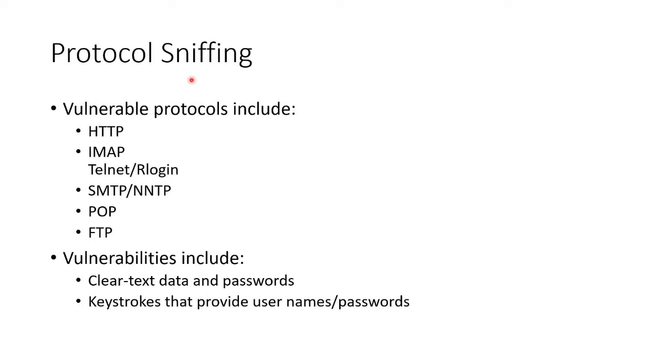What's vulnerable to sniffing? All of the clear text protocols. HTTP, IMAP, SMTP, Telnet, NNTP, RLogin, POP, FTP. I mean, there's a whole list. Even SIP. Many of these have added encryption after the fact. The vulnerabilities include the fact that the data and the passwords are clear, or that we could capture keystrokes, or we could capture whole files.